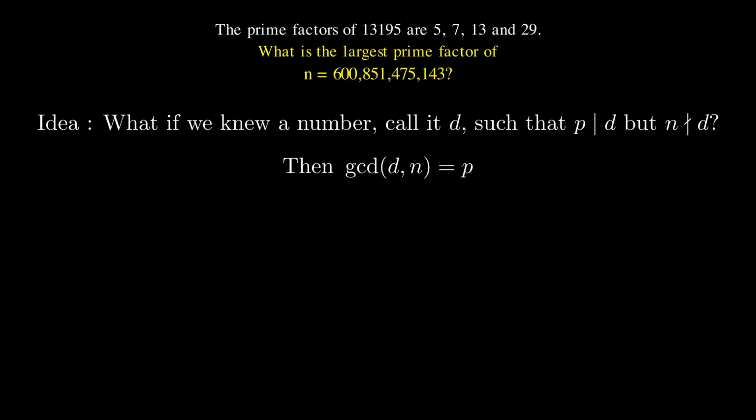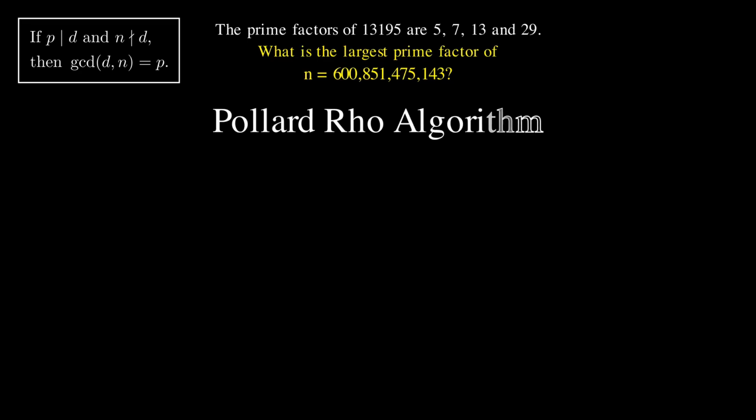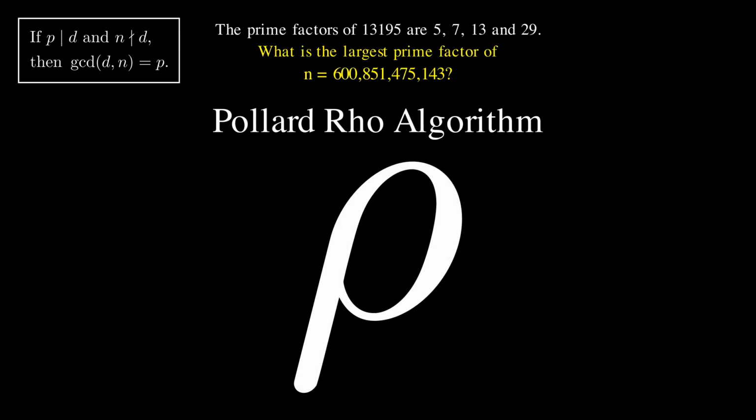P divides n, because it's a prime factor. P divides d by our assumption. The GCD here should be p, or maybe some exponent, p squared or something. But it will be something that divides n, which is not 1 or n, and that's what we want. And this is the key concept for the Pollard Rho algorithm, where rho is that Greek letter rho there with that shape. This algorithm relies on this infinite list of numbers.